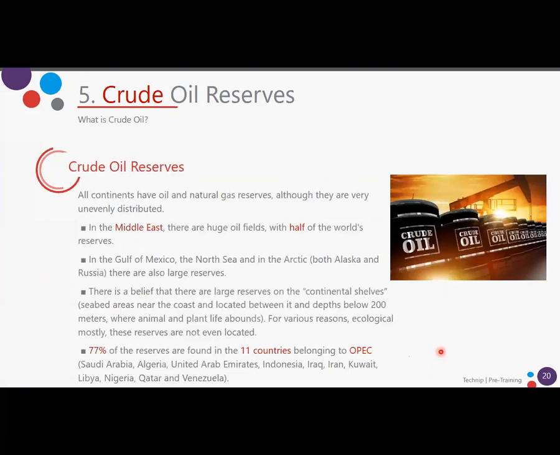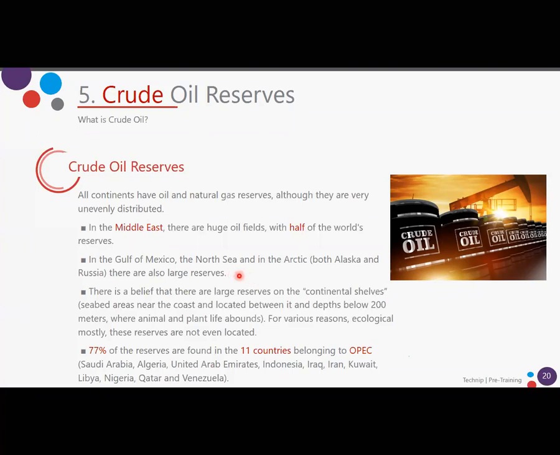The crude oil reserves. All continents have oil and natural gas reserves, although they are very unevenly distributed. In the Middle East, there are huge oil fields, with half of the world reserve. In the Gulf of Mexico, the North Sea, and in the Arctic, both Alaska and Russia, there are also large reserves.